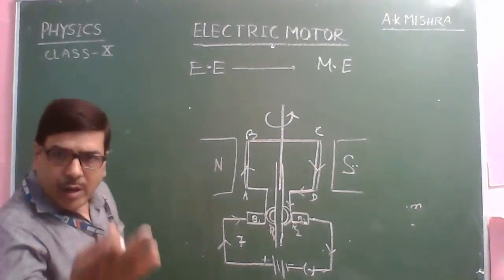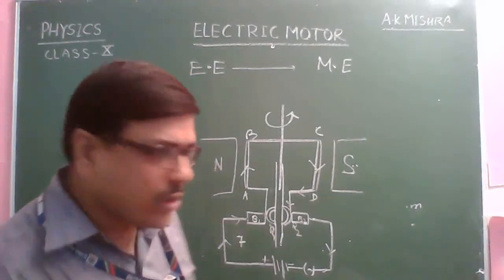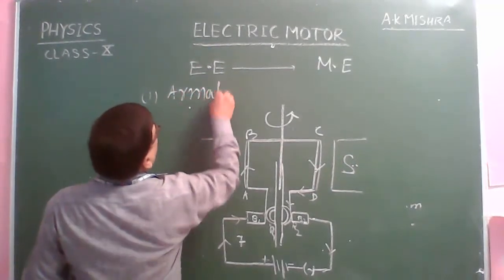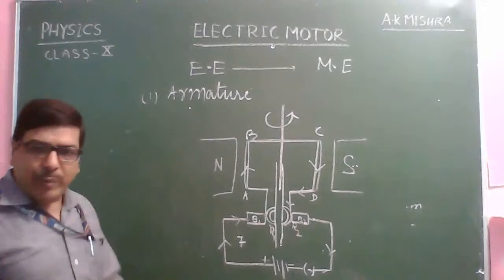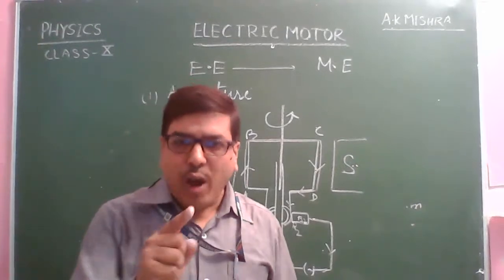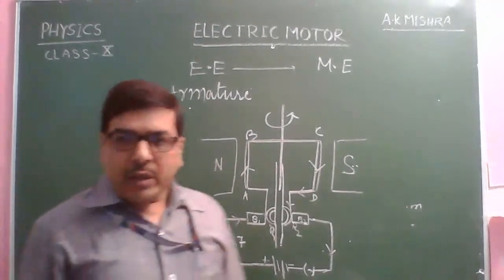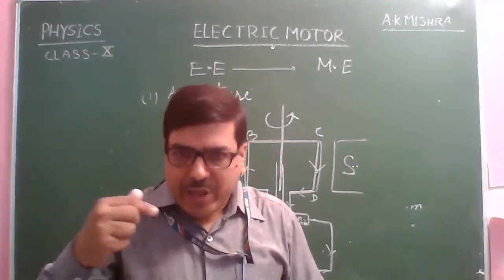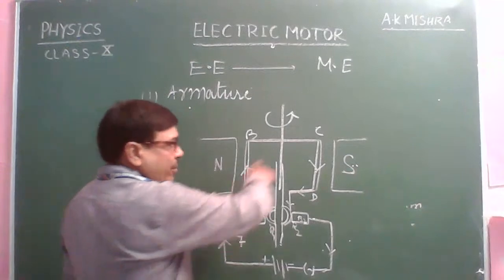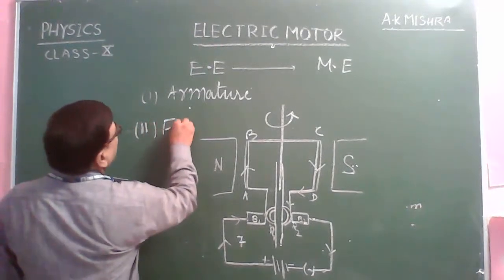Components. What are the components? It consists of various important parts. First, the rectangular coil, which you can call the armature. We will discuss that. The armature is a rectangular coil on a soft iron core, ABCD, on which insulated copper wire is wrapped in a number of turns, and which is placed in the magnetic field. The second is the field magnet.